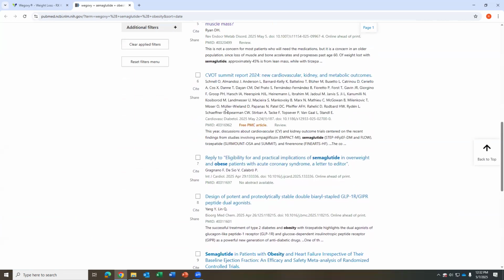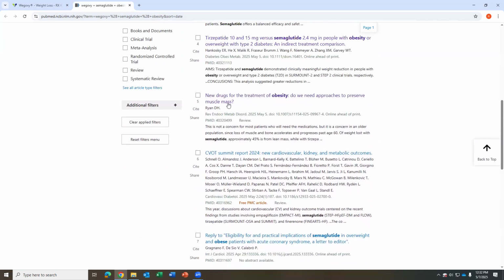An interesting one that I'll point out specifically is "New drugs for the treatment of obesity: Do we need approaches to preserve muscle mass?"